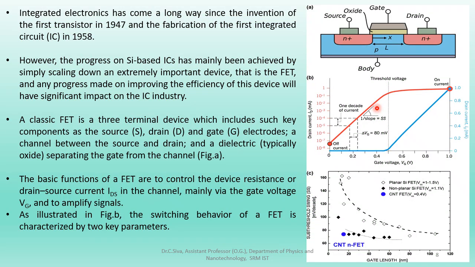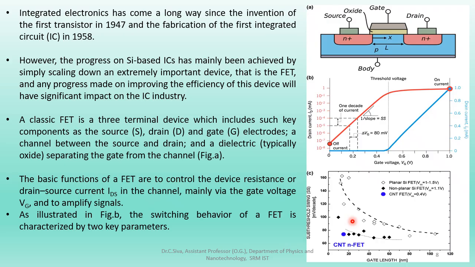Subthreshold swing and CNT advantages. In long channel silicon FETs, SS typically lies between 60 and 80 millivolt per decade. You can see here 80 millivolt per decade. But when gate length is reduced below 20 nanometer, silicon loses tight control of channel current.